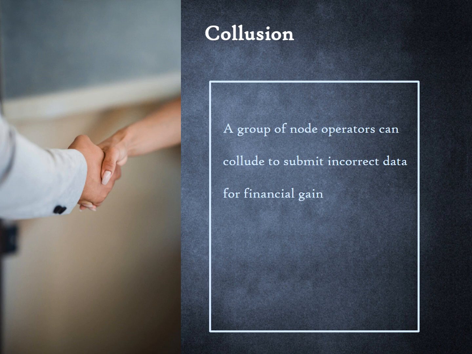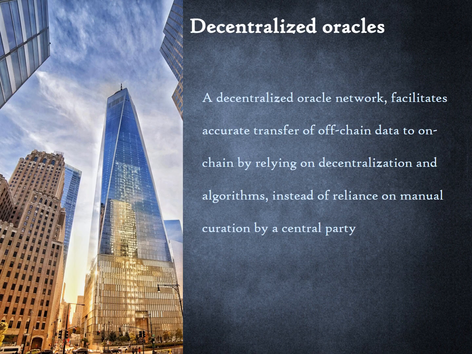A group of node operators can collude to submit incorrect data for financial gain. For instance, if the smart contract is an options contract where one of the parties gains financially if the price of securities is above or below a certain level, misreporting the securities data can be beneficial to the colluders. To summarize, a decentralized Oracle network facilitates accurate transfer of off-chain data to on-chain by relying on decentralization and algorithms, instead of reliance on manual curation by a central party.